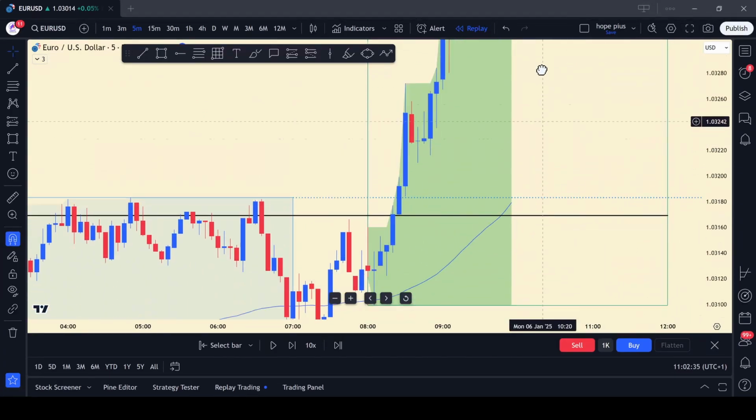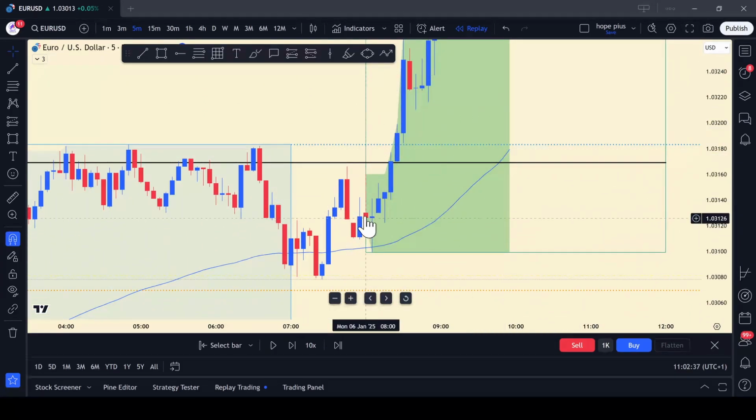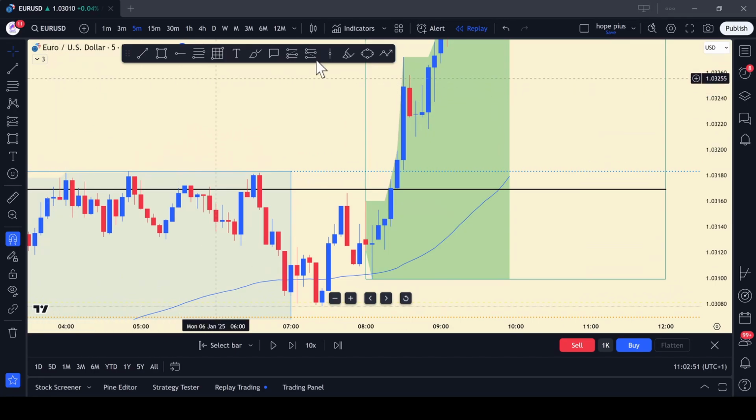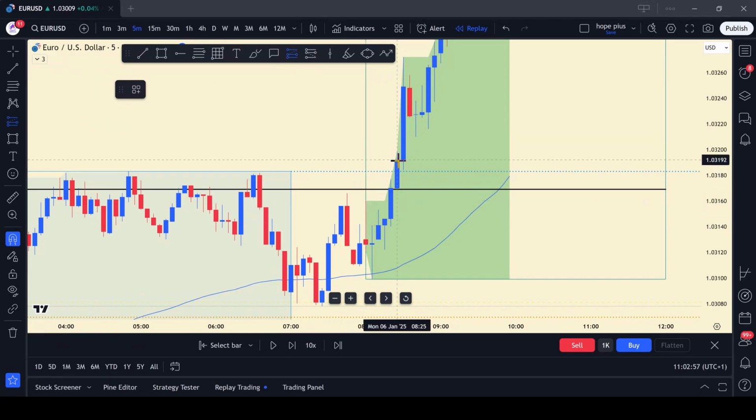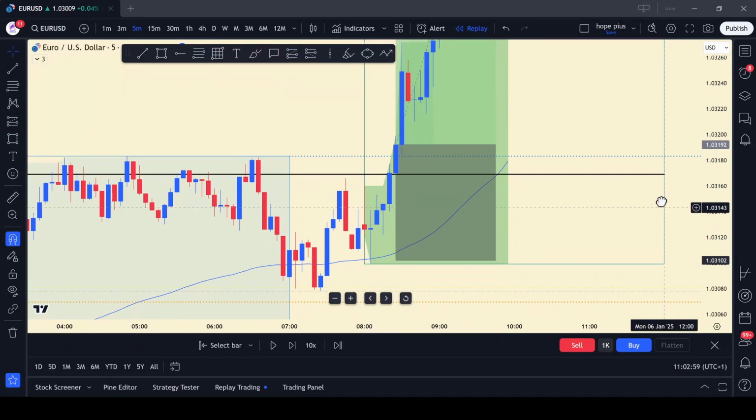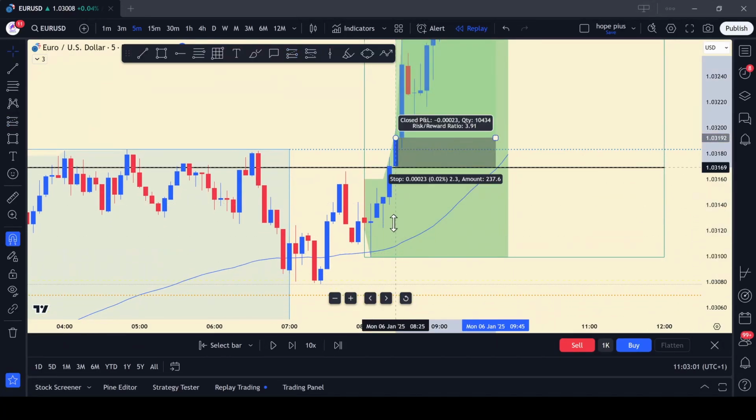Now you can see that immediately the London session opens, price closed above and did a retest. That would have been your entry, or you enter here. Enter here. Long, enter here. Stop loss below.